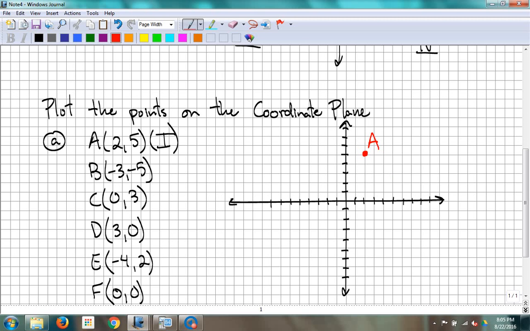What quadrant would point B be located in? 3. Double negative. So we know it's in quadrant 3. So when I plot that point, I better end up down here in the bottom left, right? That's what quadrant 3 is. So go to negative 3. I'm going to start here at 0, 0, and go left 3 and then down 5. 1, 2, 3, 4, 5.